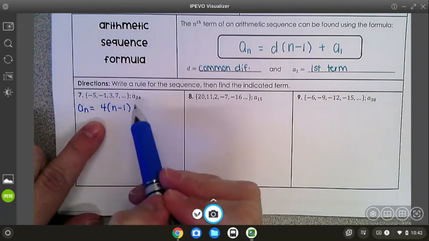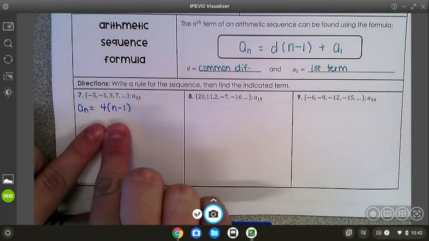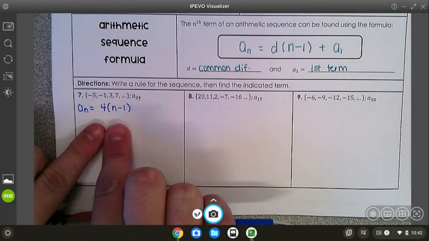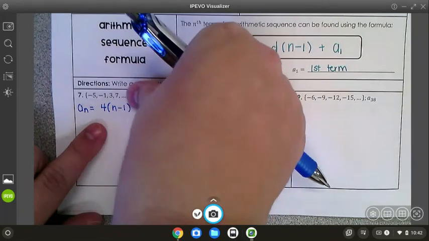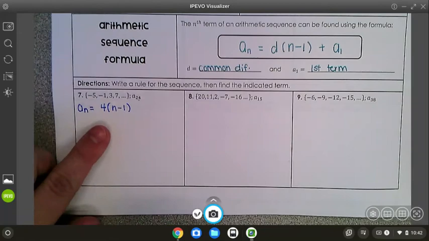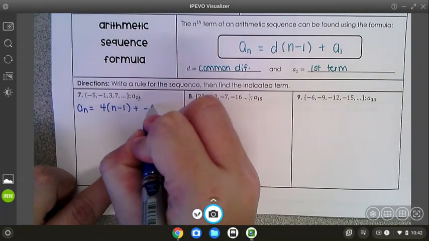We're going to leave it in. You might be tempted to go ahead and put in 24, but when we just write the formula, we don't want to plug in anything yet. We want a formula that would work for any term. So n minus 1 plus my a1 is negative 5.